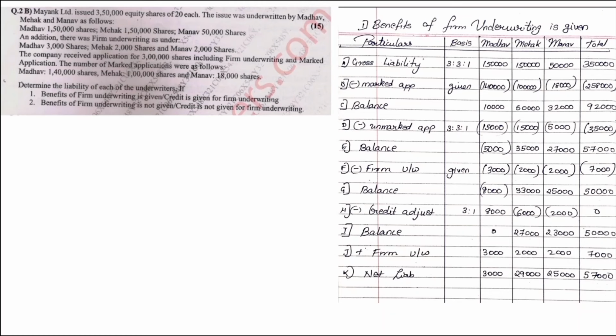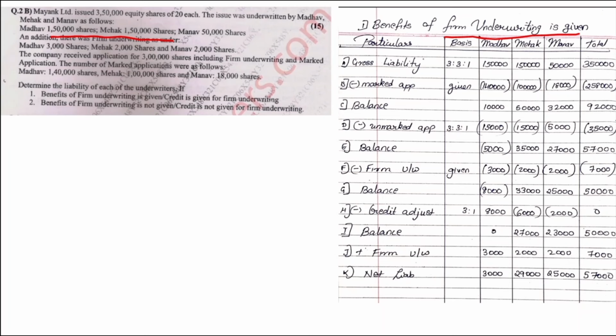They asked us to determine the liability of each underwriter if the benefit of firm underwriting is given and not given. So we first start with when the benefit of firm underwriting is given. The columns will be particulars, basis, Madhav, Mehak, Manav and total. We always start with gross liability, that is the amount of shares they are ready to take up, which is 1,50,000, 1,50,000 and 50,000, total 3,50,000. The ratio on gross liability will be 3:3:1.